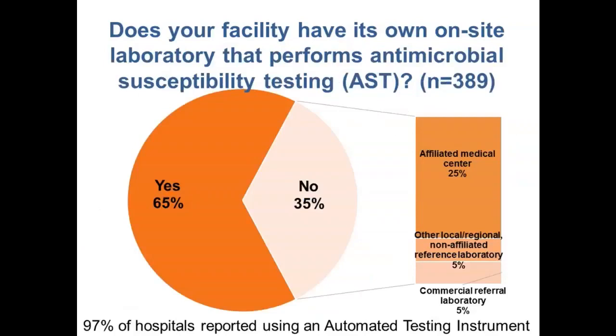They then asked whether your facility has its own on-site laboratory that performs antimicrobial susceptibility testing, or AST. The vast majority of hospitals, 97%, reported using some sort of automated testing instrument for AST. And when we looked at whether it's on-site or not, 65% said they have these services on-site. But among those who said it's not on-site, most of them indicated that they had an affiliated medical center that performed AST for them. The others referred to some sort of reference laboratory for AST testing.